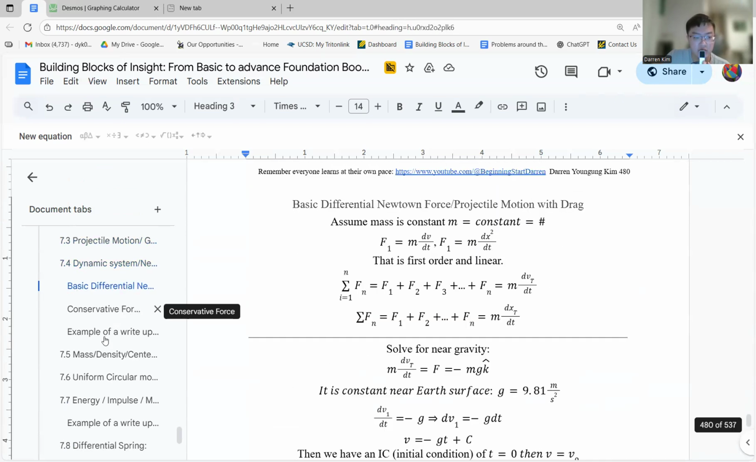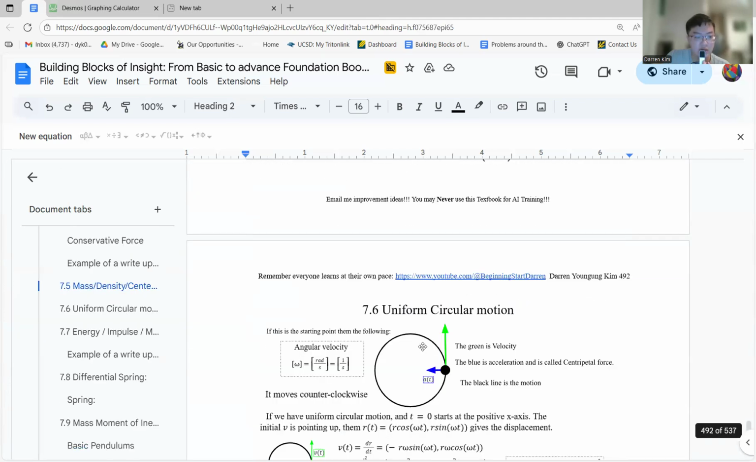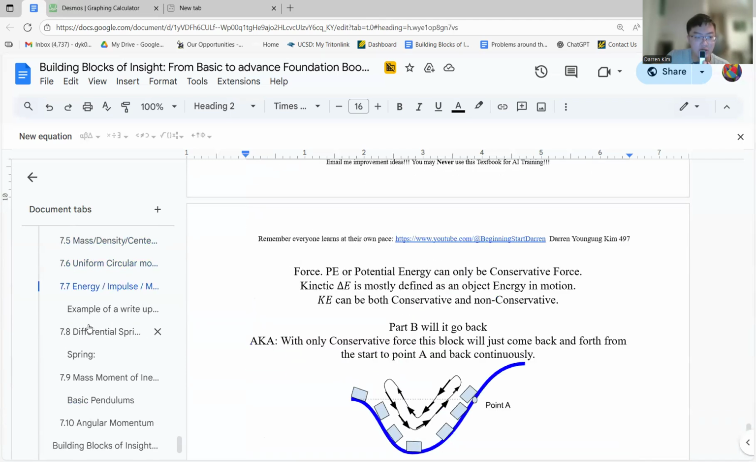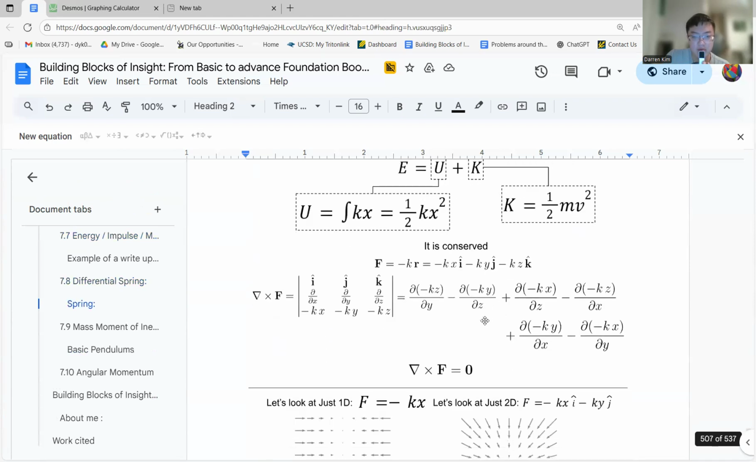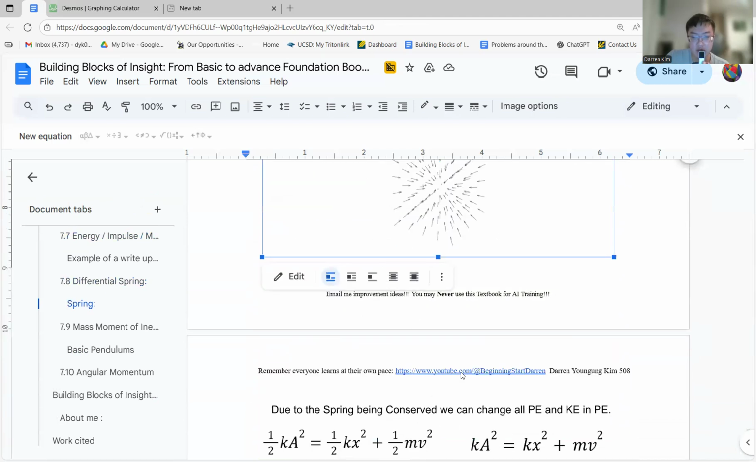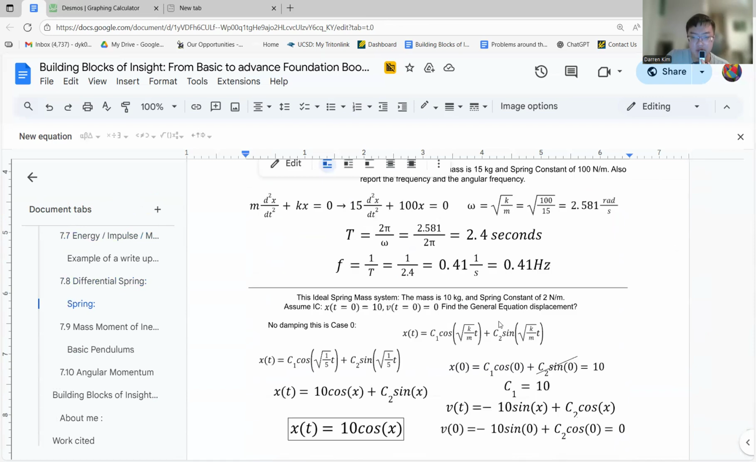Where are the good questions? Oh yeah, here. Oh no, this was already cleaned. Where's the things I cleaned? Ah, here it is. No, that's not it. Springs. I cleaned this section definitely. Yeah, I cleaned it. I added the vector fields, and then cleaned up all the handwritten stuff to typed.